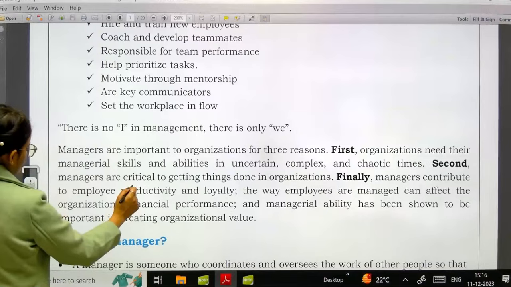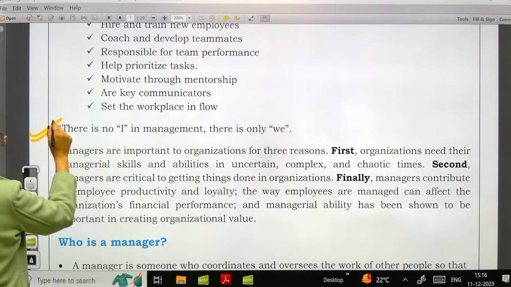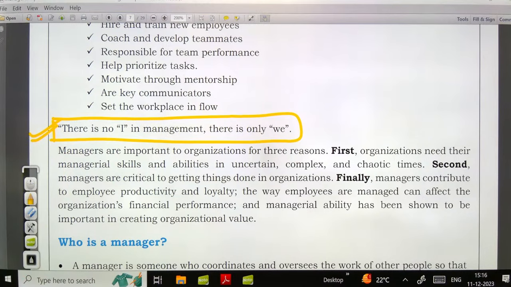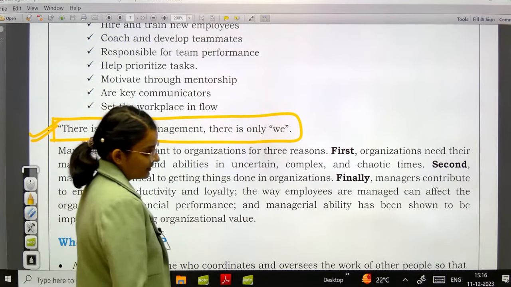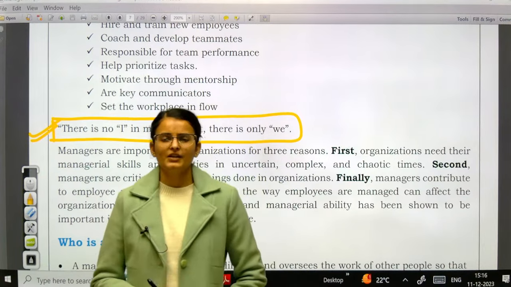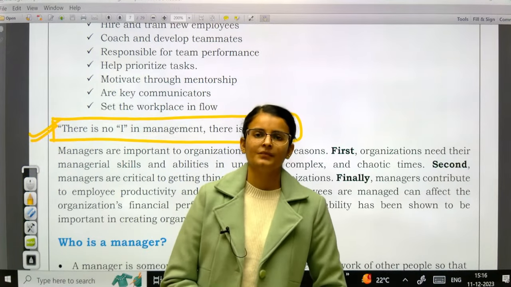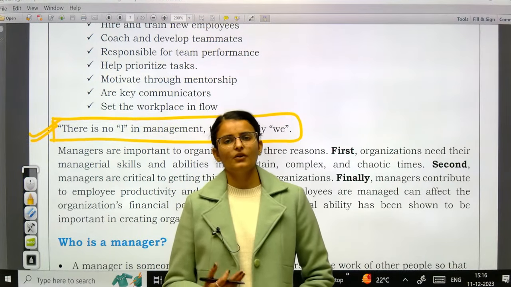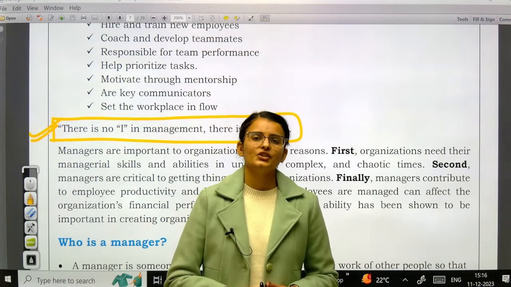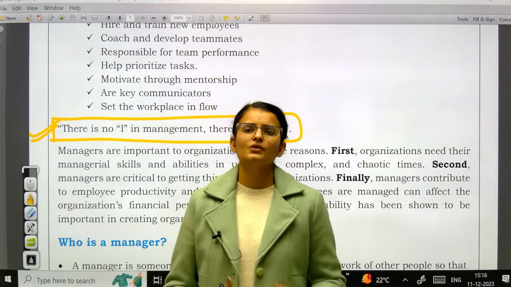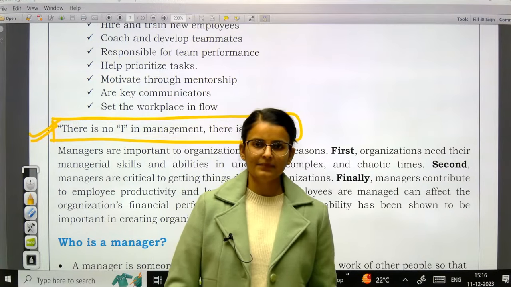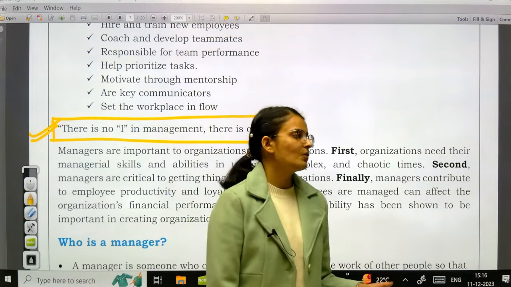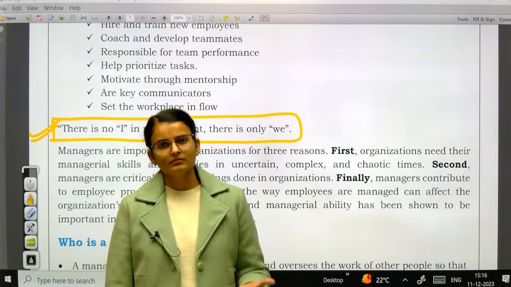So in simple terms, see, this is a line. There is no I in management, there is only we. So the primary role of a manager is to convert this I into we. How? He should converge the goals of individual employees of the organization and align them with the organization's goals. So he will convert all the I into we as a team. It will boost the team's morale and it will work towards the organizational goals, taking care of the employees' morale.